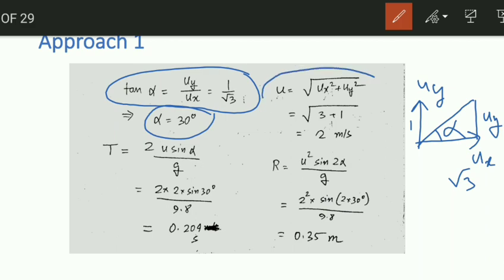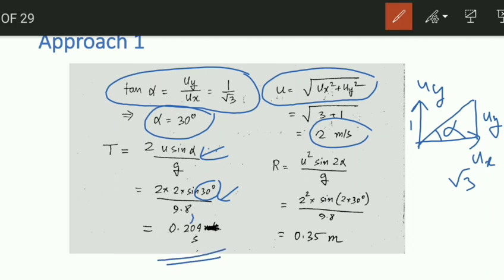And the absolute value of u, that is the magnitude of u, is the root of ux² + uy². So that is root of 3 plus 1, that is 2 meter per second. Now we have u and alpha, so time of flight is 2u sin α by g, and substituting α = 30 degree, u = 2, and g = 9.8 meter per second square, we get 0.204 second. And range, similarly, we substitute sin 2α, that is sin 60 degree, so u² sin 60 degree by 9.8 comes out to be 0.35 meter.